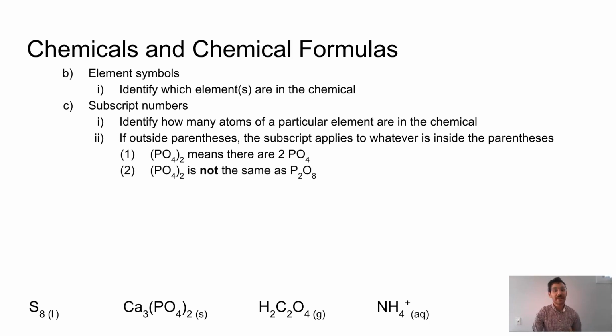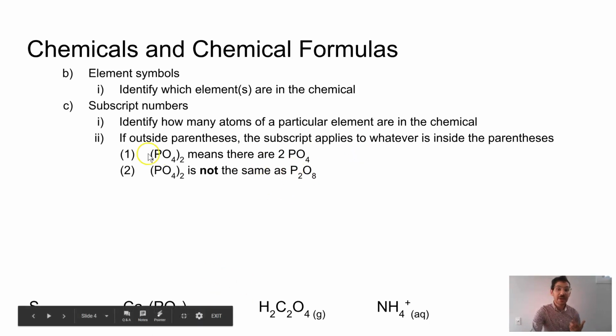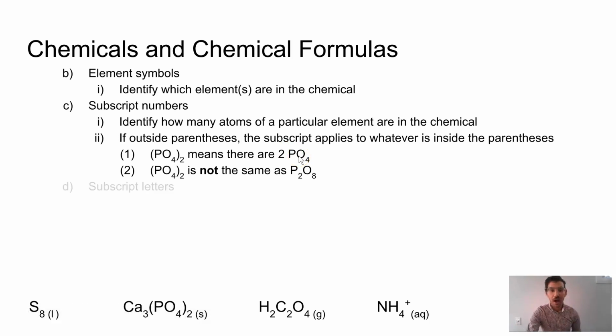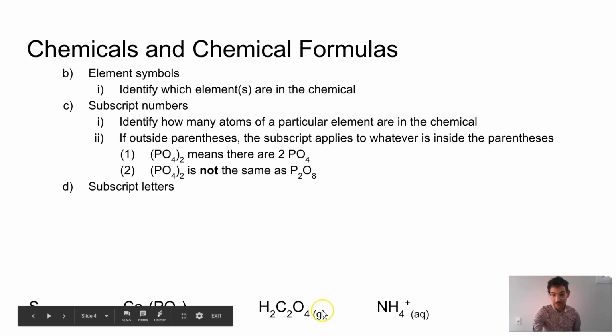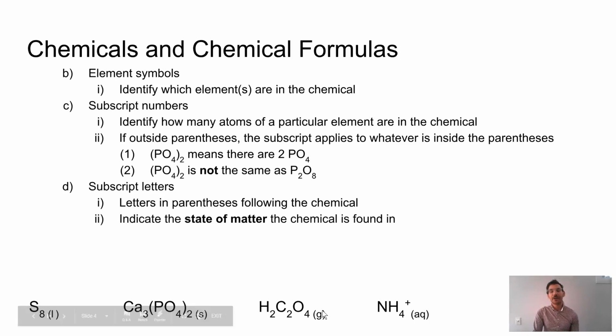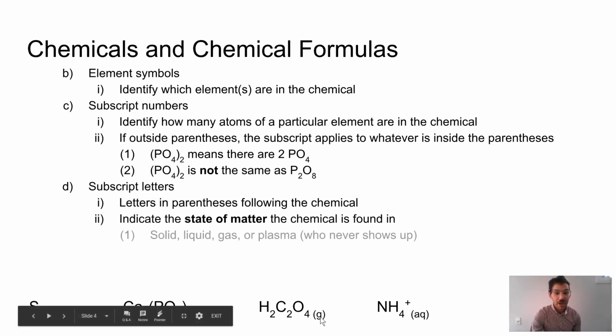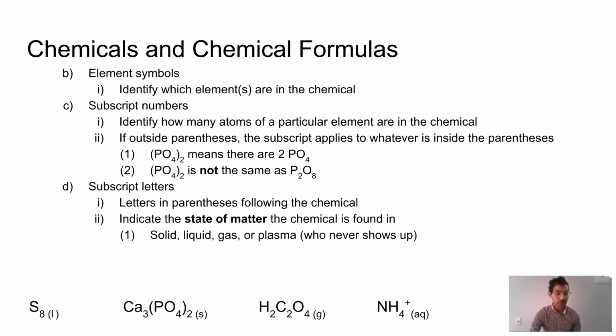It doesn't mean the same thing as P2O8. If we wanted to, we could just write P2O8, but this tells us that there are 2 of these distinct PO4 groups. So there are also letters that we find in our subscript. These guys, they're in parentheses, and those tell us what the state of matter is for this chemical. This G here tells me that this is a gas. And so they'll tell us if we have a solid, liquid, gas, or plasma, which rarely shows up.